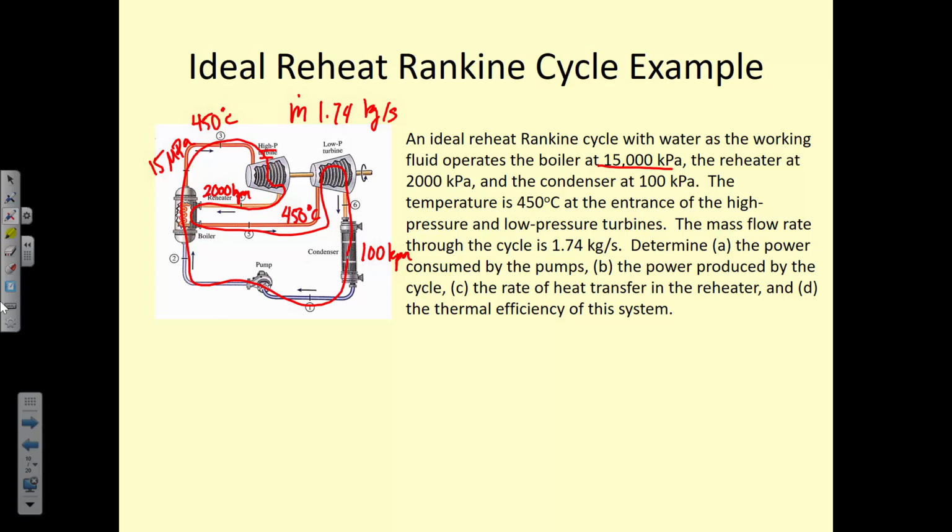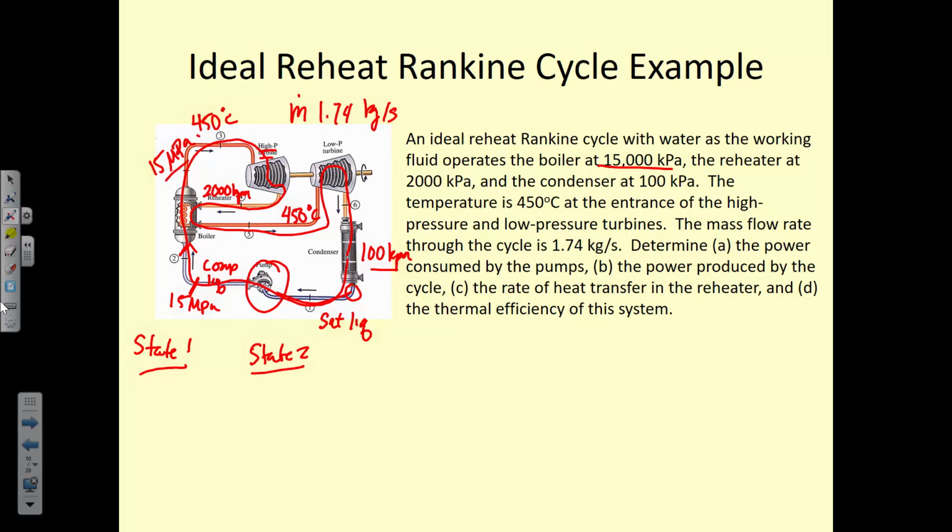So at state one, we know that coming out of a condenser, we're going to have a saturated liquid at 100 kilopascals. So state one is fully specified. State two is going to be a compressed liquid, and the pressure is going to be the same as the pressure at the outlet of the boiler, because the purpose of this pump is to take this condensate up to the boiler pressure.